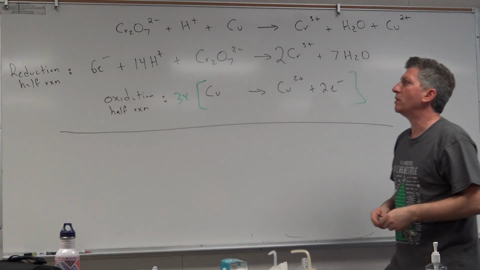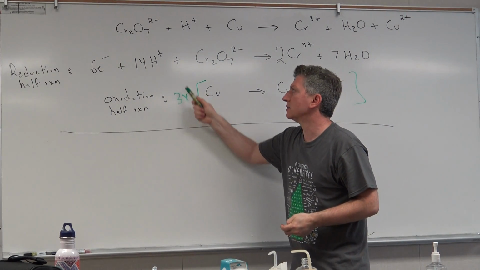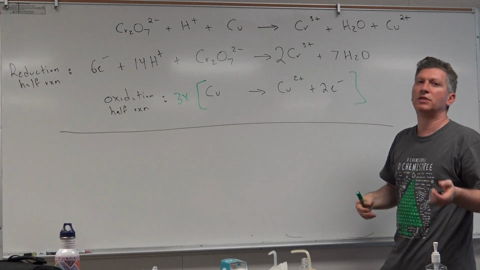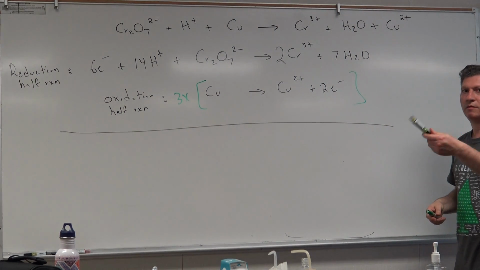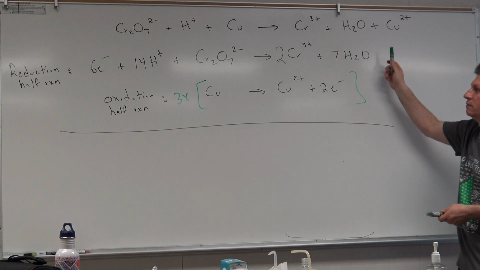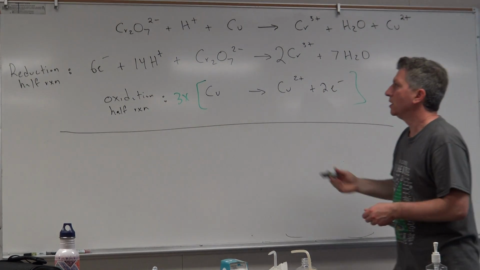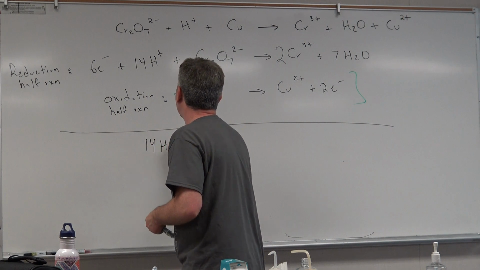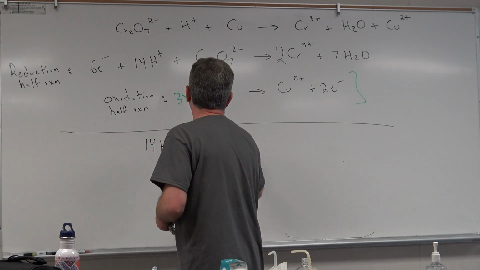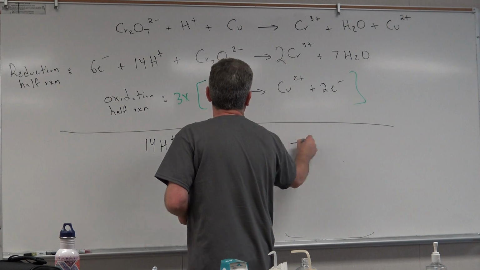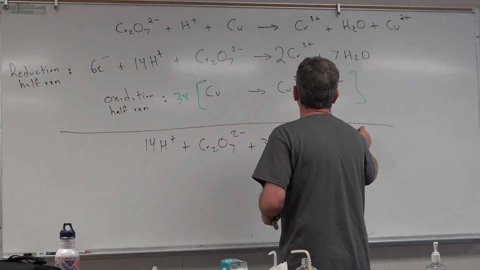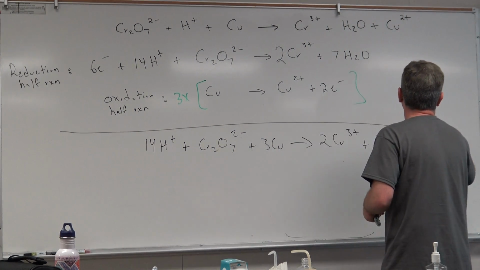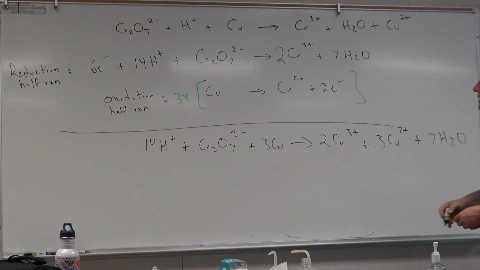If you're doing this and you end up with electrons on the reactant side in both equations, or on the product side in both equations, that means you did something wrong. Because one half reaction should have electrons on the reactant side, the other on the product side, or vice versa. So now I add these. The 6 electrons cancel out, so I can ignore the electrons: 14 hydrogens plus dichromate. And the electrons cancel out.